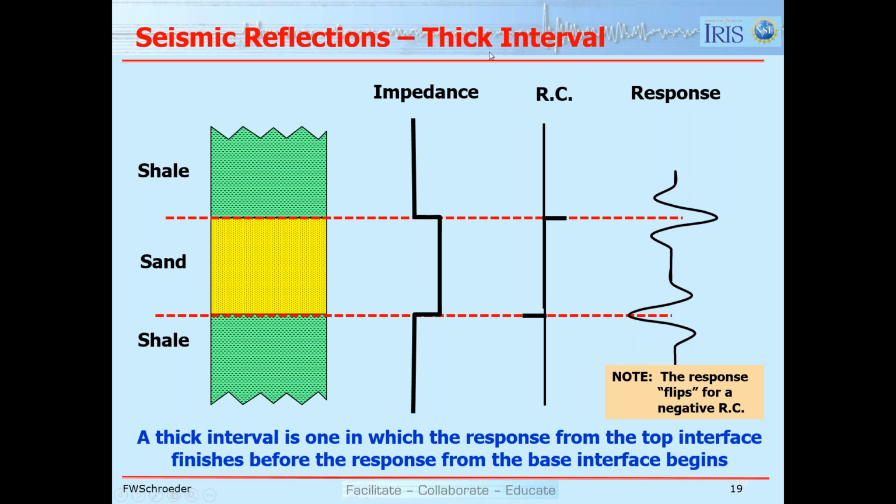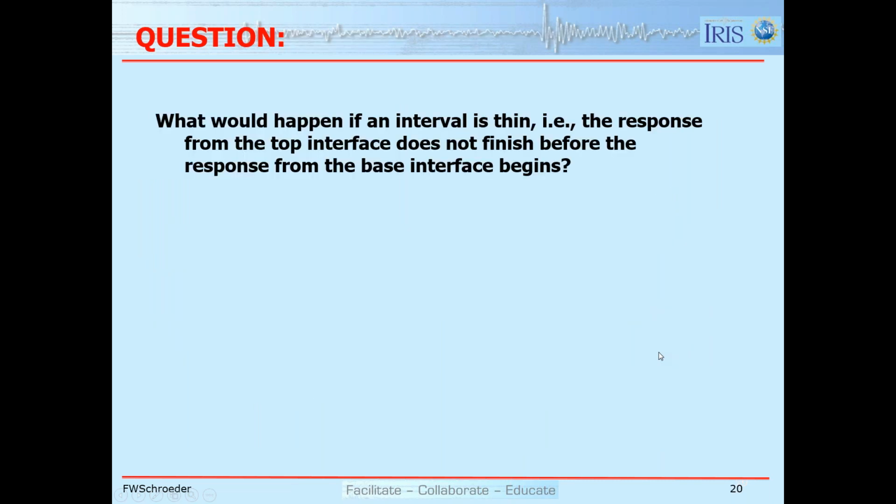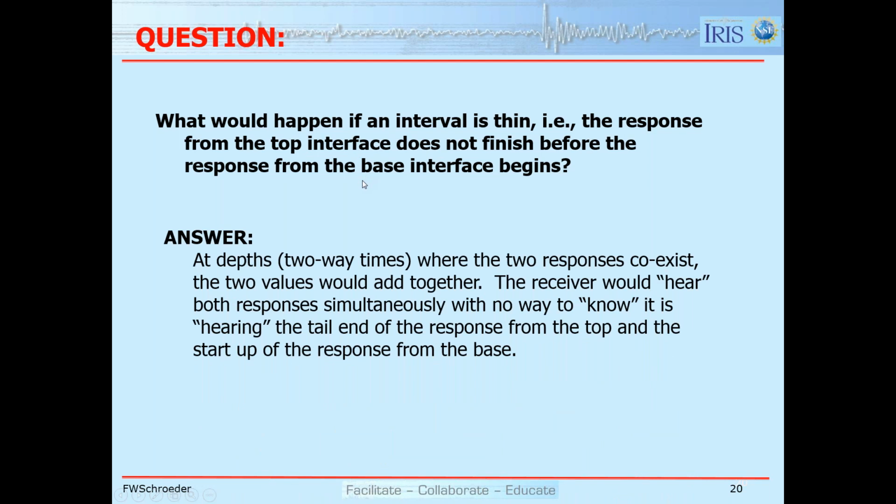We consider this a thick interval if the response from the top of the sand completes before the response at the base of the sand begins. So if the sand unit here is thick enough, we won't have difficulty picking both the top and the base. But what happens if the unit gets thinner? The response for the top of the interface does not finish before the response of the base begins. And that way we start to have what is called interference.